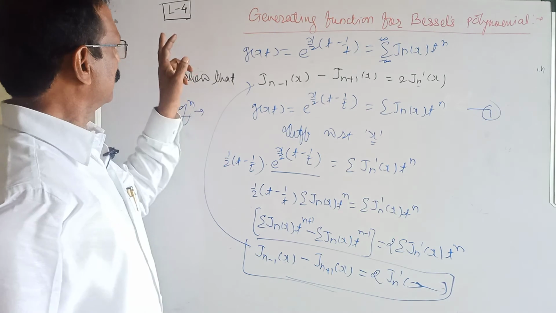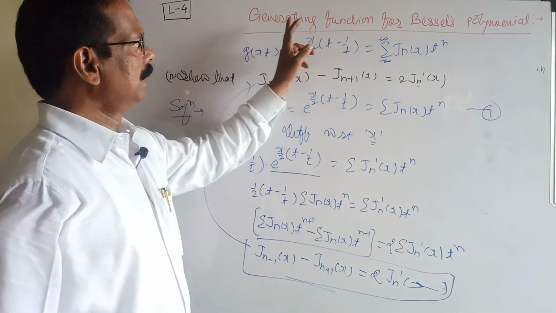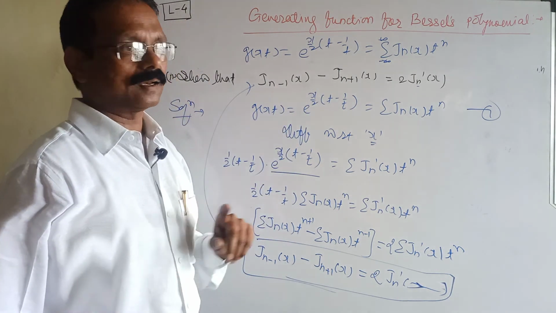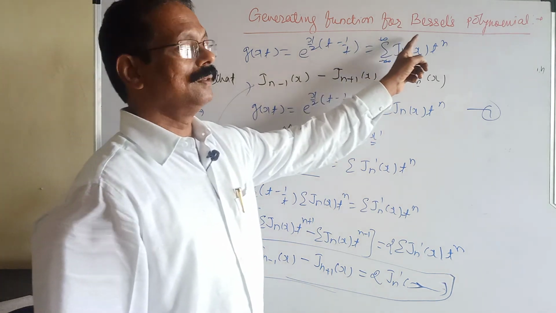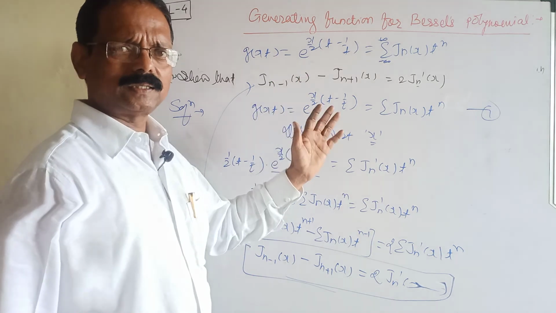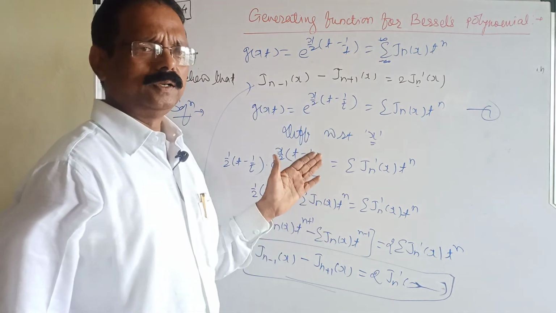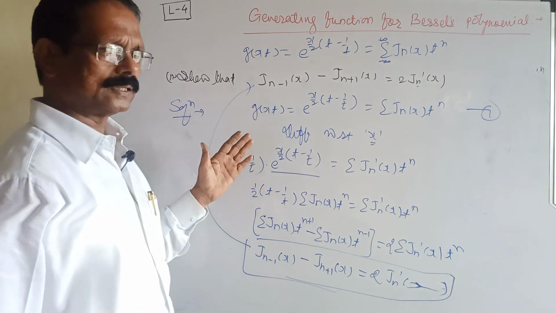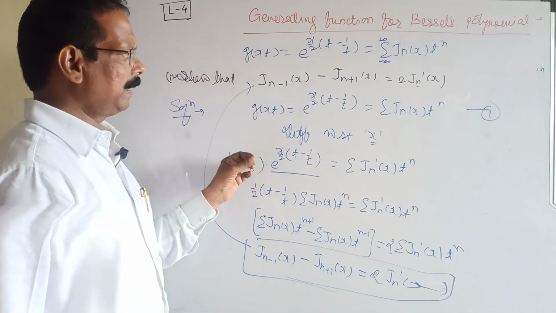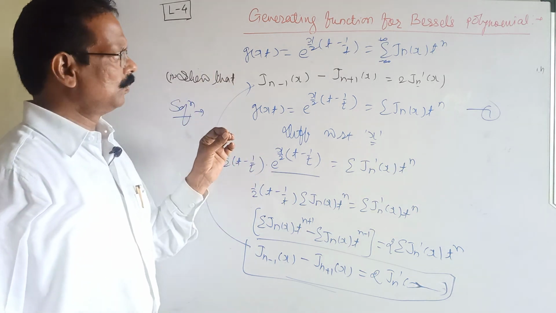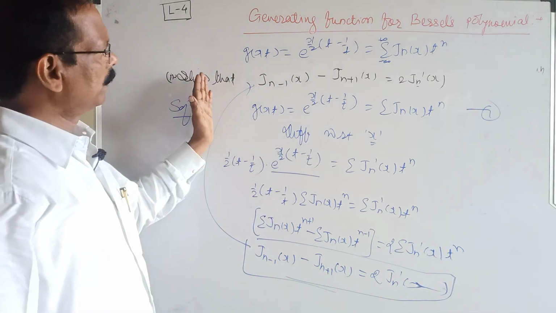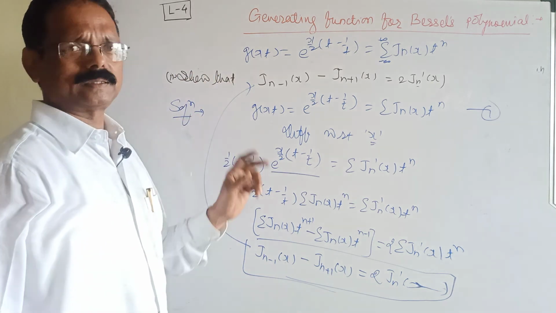In this chapter we saw the generating function for Legendre's polynomial, for Hermite's polynomial, and today for Bessel's polynomial, and we saw a number of examples from each. These are very important examples from the examination point of view, for 8 marks. They ask you to show this type of example, and for that you must know the generating functions for Legendre's, Hermite's and Bessel's polynomials.